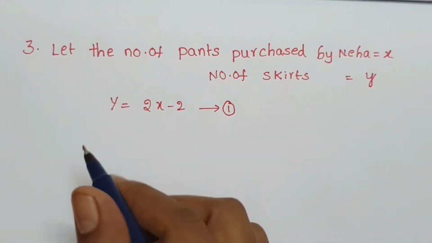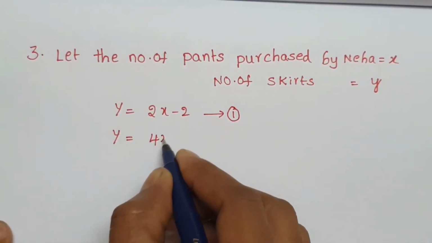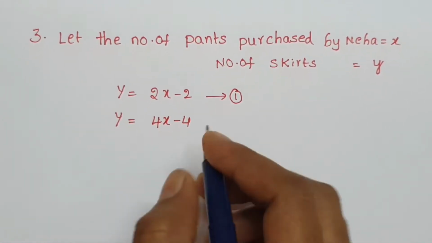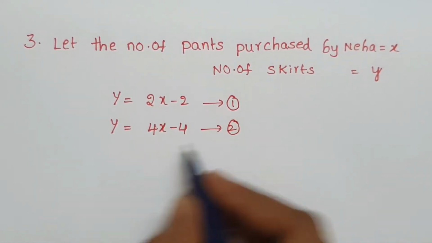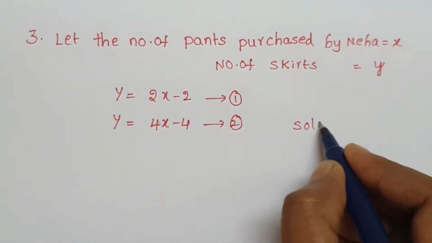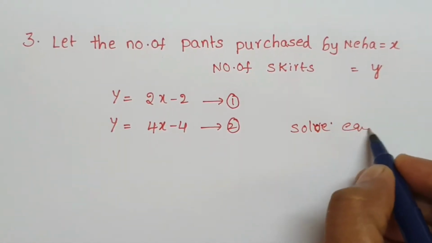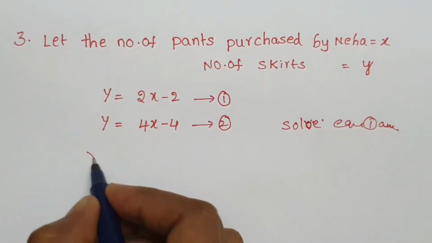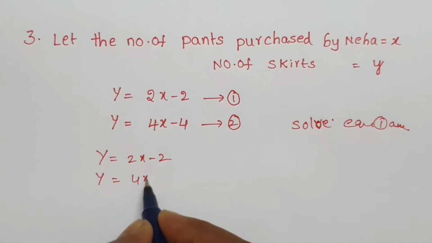And another one, y equal to 4 times x minus 4, 4 less than 4 times the pants. So that is equation number 2. Now solve equations 1 and 2. y equal to 2x minus 2, y equal to 4x minus 4.